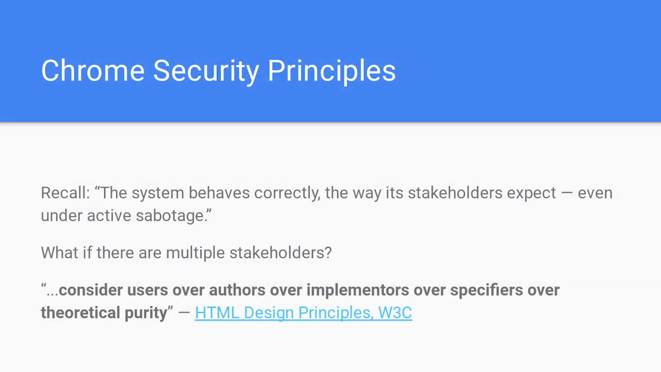So I'll talk a bit now about how this applies to Chrome. Let's go back to the definition. In the case of Chrome, we have multiple stakeholders. We have us implementing Chrome, we have the users, and we have websites, and we've got other stakeholders. So how do we decide who we focus on? Well, we go by the HTML design principles of the W3C, which is users over authors, over implementers, over specifiers, over purity. If you take one thing from this slide, it's just that we try to focus on keeping the users safe over everything else. And then we follow this order if need be.